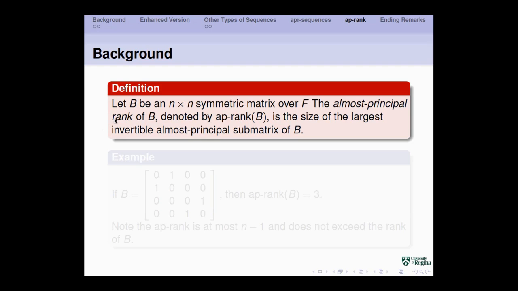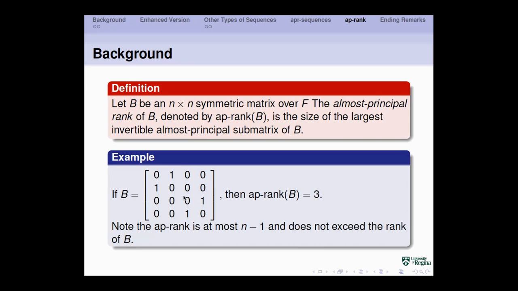So you look at all the almost principal submatrices, you take all the determinants, and you find the size of the largest invertible almost principal submatrix. So if I go back to my example that I showed you a moment ago, there is a 3x3 almost principal submatrix here that's invertible, and so the AP rank of this matrix is 3. And it turns out 3 is the largest it could possibly be for this 4x4 case, because the AP rank can never exceed n-1, and because the rank of a matrix checks all submatrices, of course, the AP rank cannot be any larger than the conventional rank.